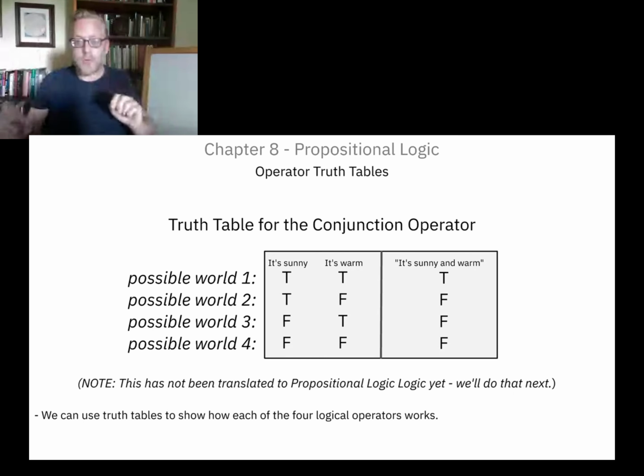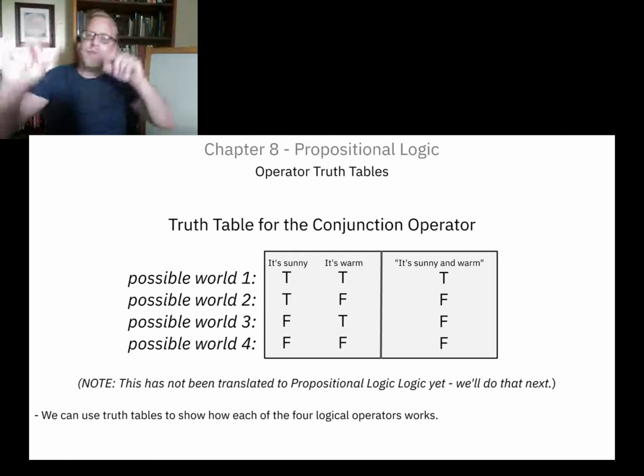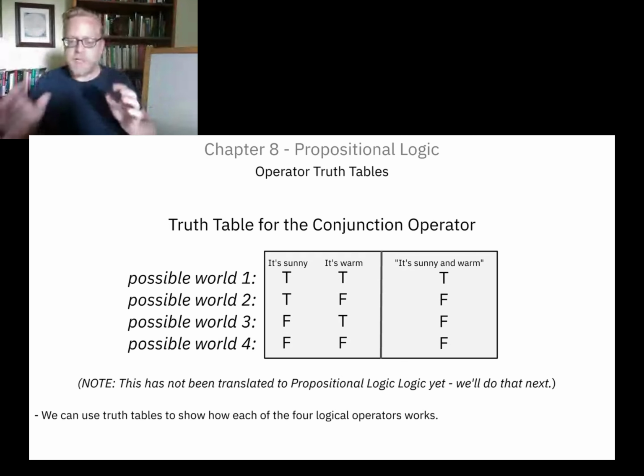The first world where they're always both true, and then the fourth world where they're always both false, and then world two and world three where they sort of take turns being true and false. Right? And so it's always going to look like that for the two statements.